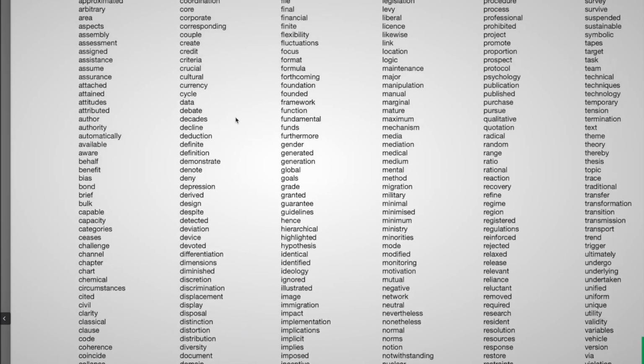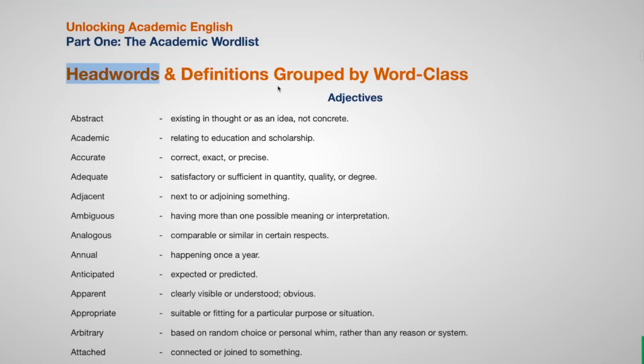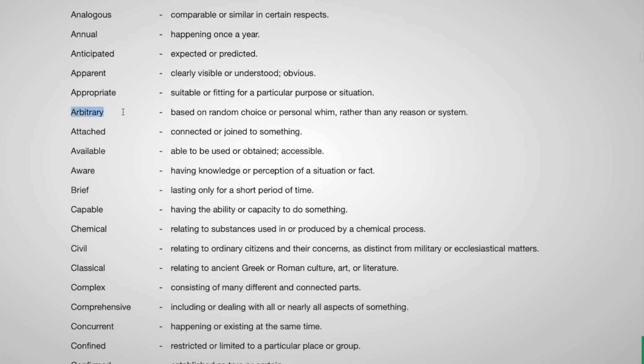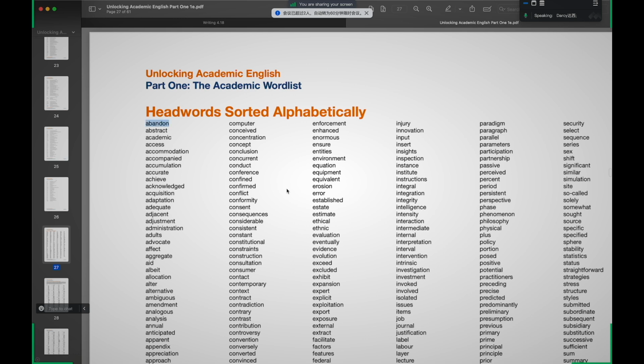So these are all the words, right? And it says these are head words sorted alphabetically. The head word basically means we have head words and definitions grouped by word class. How the words are used, because let's say abandon, right? That first word on the alphabetical list. So abandon is the first word in this alphabetical list, right? Abandon the verb is like the base form, and then you can add suffixes to it, like abandoned or abandonment or abandoning, right?